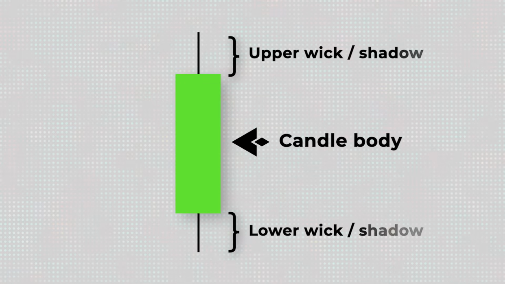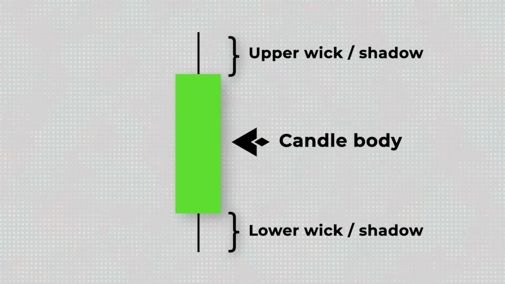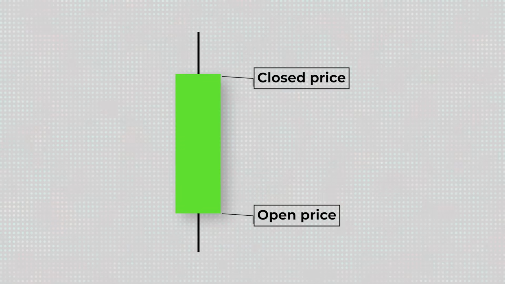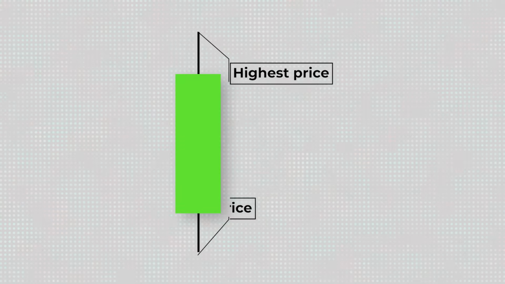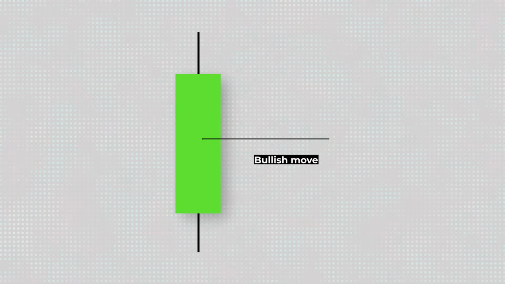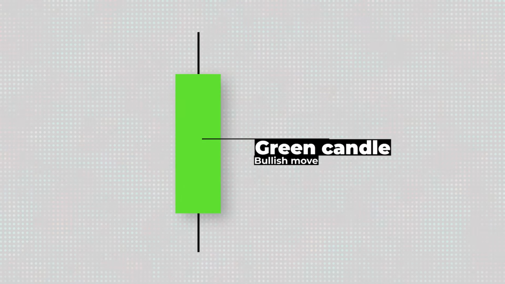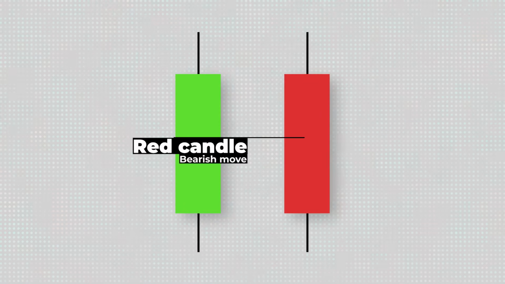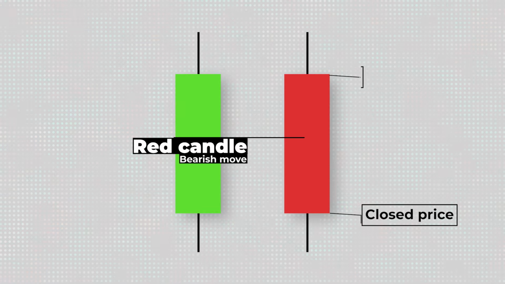The candlestick is made of two parts, a body and wicks, or shadows as some other people like to call them. The body shows the open and the close prices, while the wicks indicate the highest and the lowest prices during that period. A green candle indicates a bullish move, where the closing price is higher than the opening price. Conversely, a red candle signifies a bearish move, where the closing price is lower than the opening price.